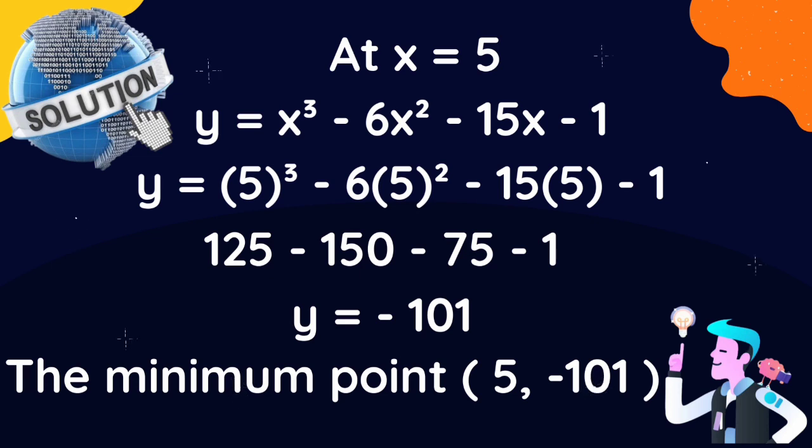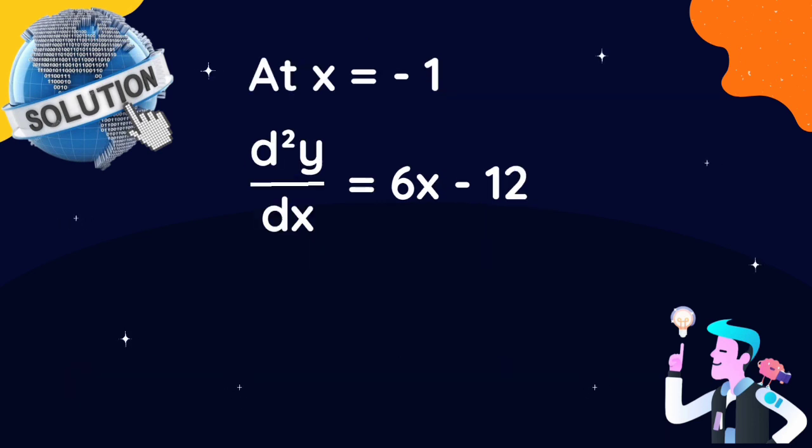And when you evaluate this, you are going to have the value of y being equal to minus 101. Therefore, the minimum point of the function occurs at x equal to 5 and y equal to minus 101. So this is the minimum point of the function.